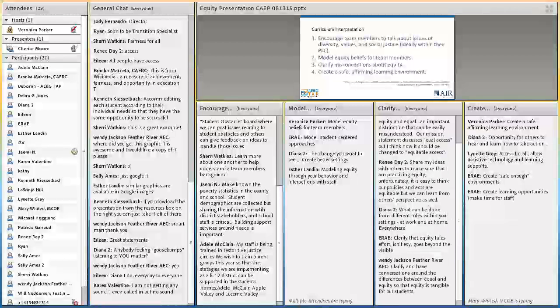Karen, there's no sound right now. We're doing the response to the four strategies within curriculum interpretation and considering what action you can take as a leader for equity within each of those four areas. So I'm hoping you heard that, Karen, and just jump into the conversation.